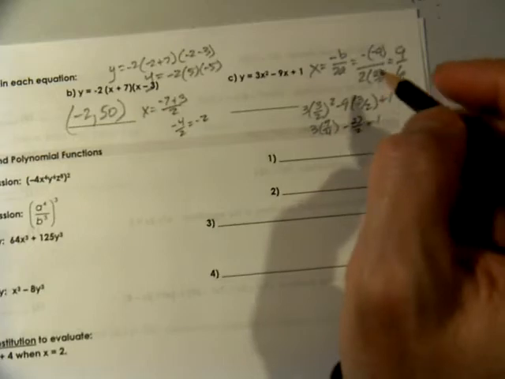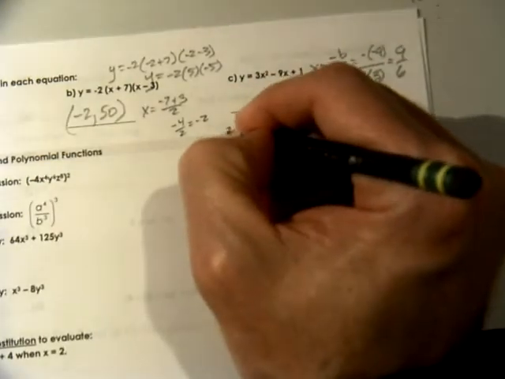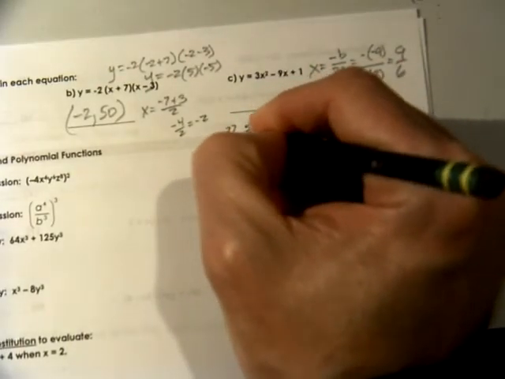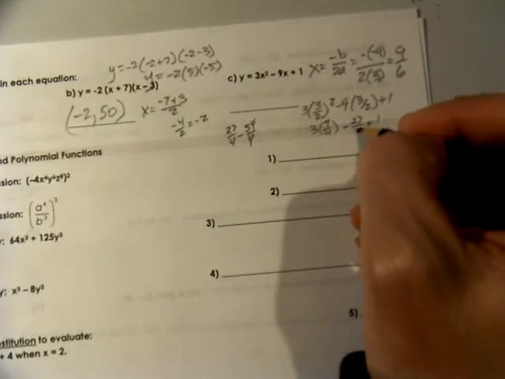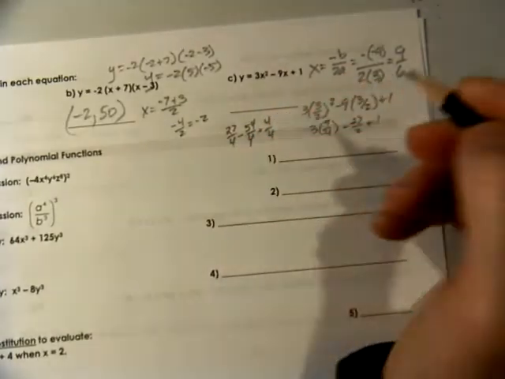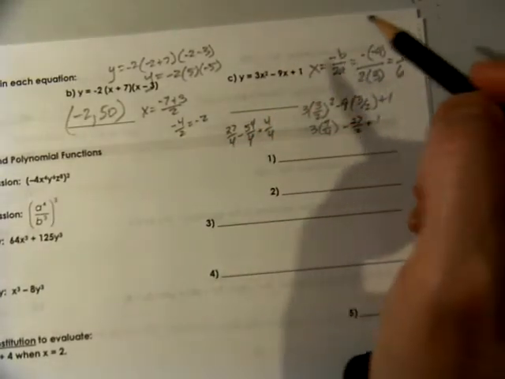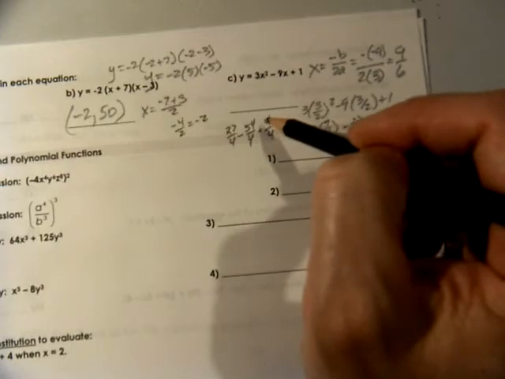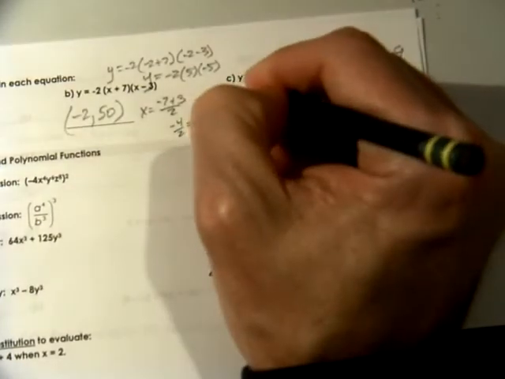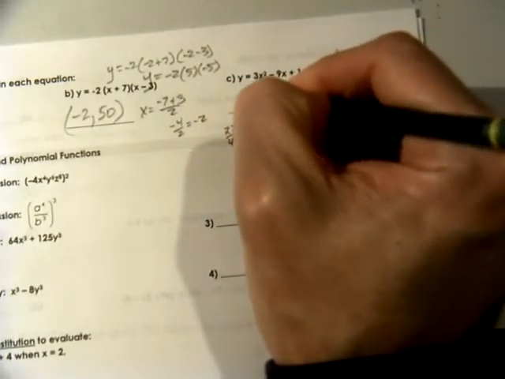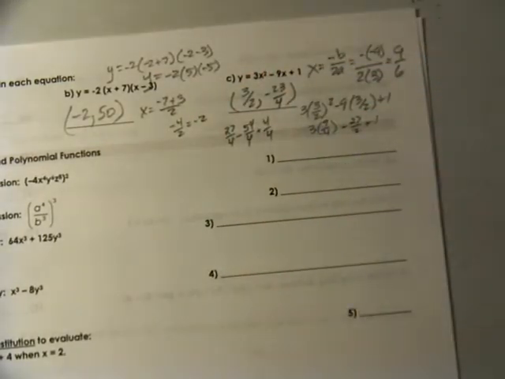Well, this is 27 over 4. This would be -54 over 4. We need common denominators, so we're going to times by 2 and times by 2. And then we would have 4 over 4. So our y value, this would be -27 plus 4 more, which would be -23. That seems reasonable to me.